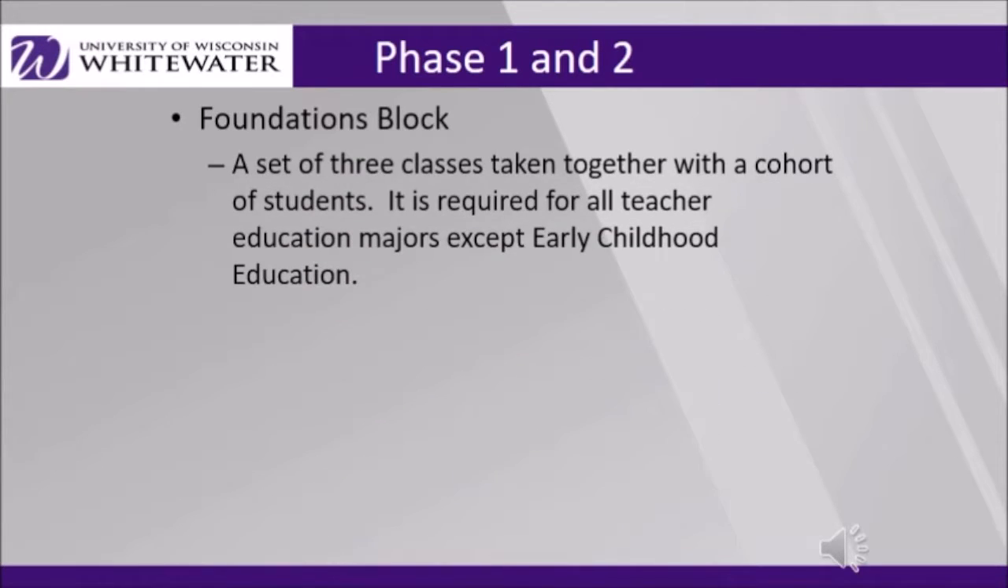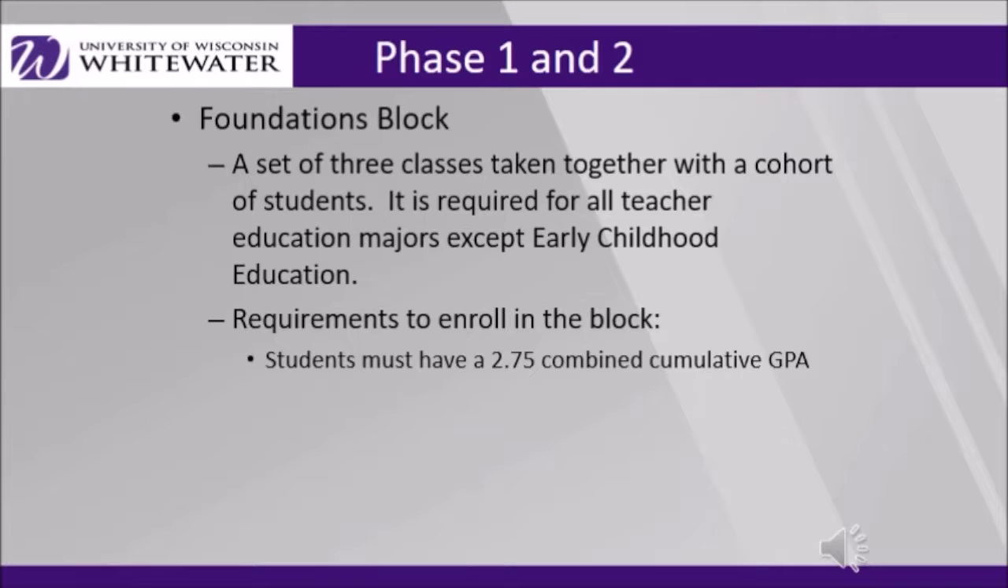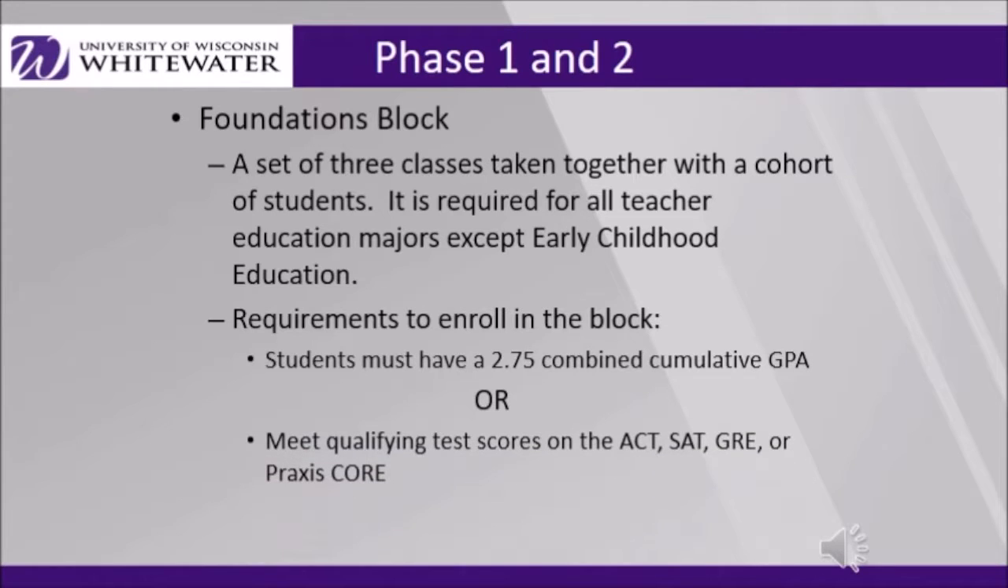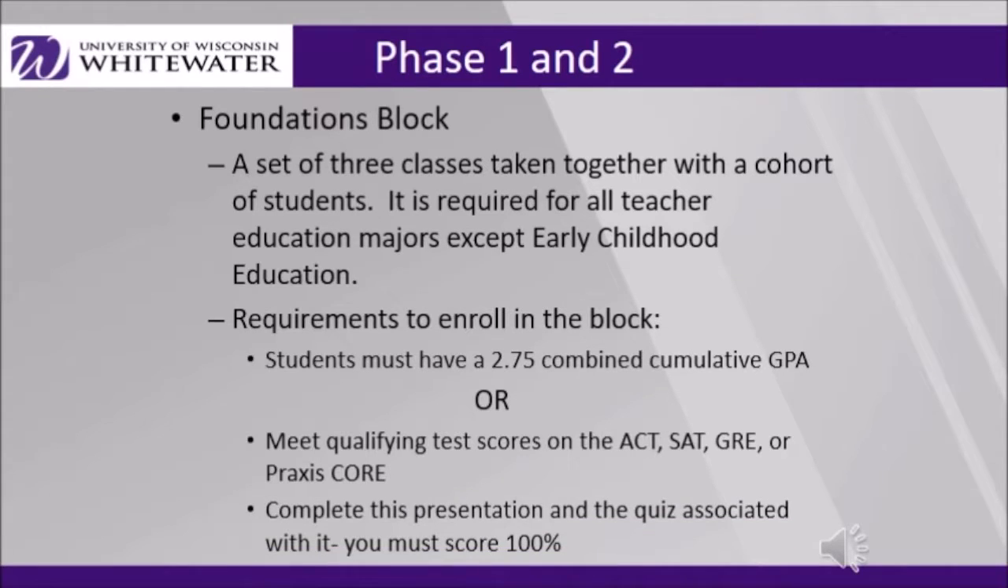The Foundations block is a set of 3 classes taken together with a cohort of students. It is required for all teacher education majors except early childhood education. Requirements to enroll in the Foundations block are: you must have a 2.75 combined cumulative GPA or meet qualifying test scores on the ACT, SAT, GRE, or Praxis Core, and you must complete this presentation and the quiz associated with it. You must score 100% on the quiz.